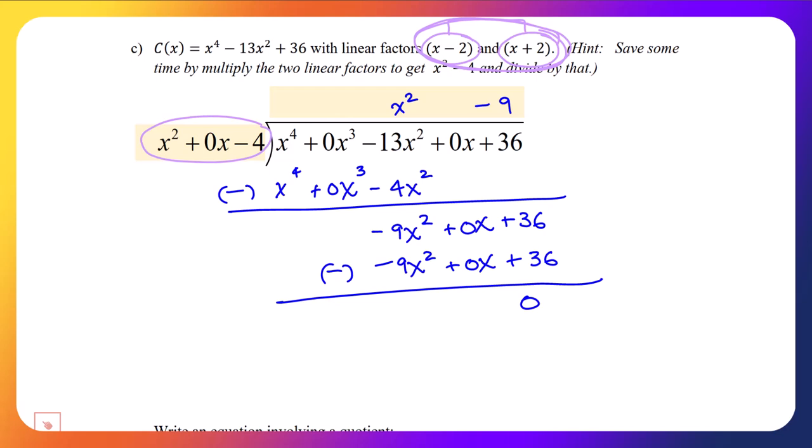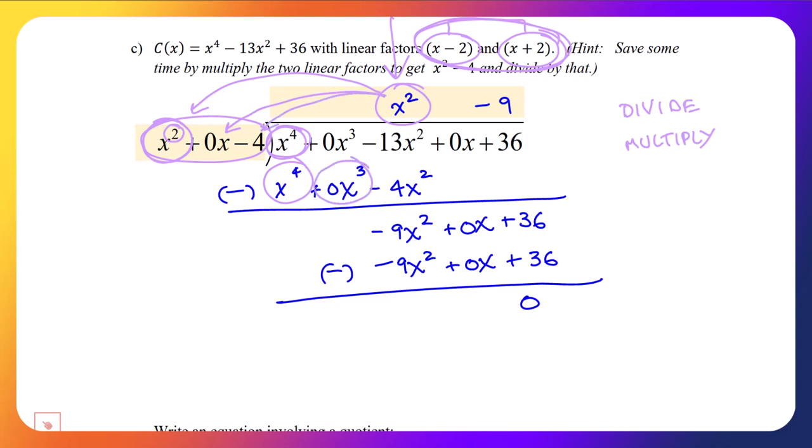Please notice I can't use synthetic division here because this is x squared. But again, for the divide step of long division, we ask ourselves what times x squared is x to the 4th, and that's x squared. I put that in the x squared column. Then I multiply, and I get x to the 4th. There's nothing there, and then I get negative 4x squared. Then my subtract step.